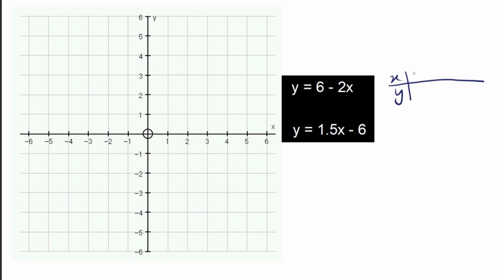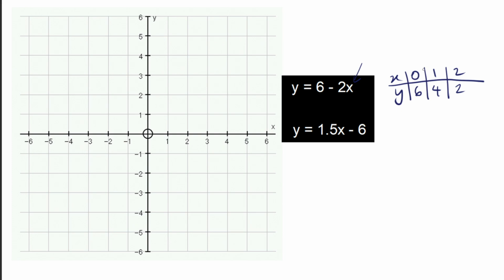So what I'm going to do is, this time I'm going to choose x is 0. Now if I substitute 0 for x, I'm going to have 6 minus 2 times 0, which is 6 minus 0, which is 6. This time it's easier to just substitute values of x and work out the y coordinates. So I'm going to use 1. X is 1. 6 minus 2 times 1. 6 minus 2 is 4. And let's do one more, 2. 6 minus 2 times 2. 6 minus 4, 2. And then I can put them onto my graph.